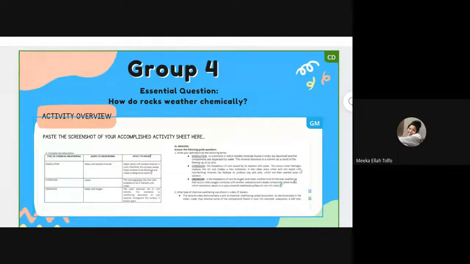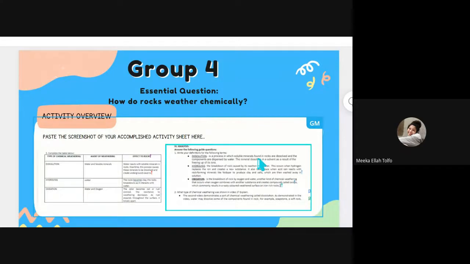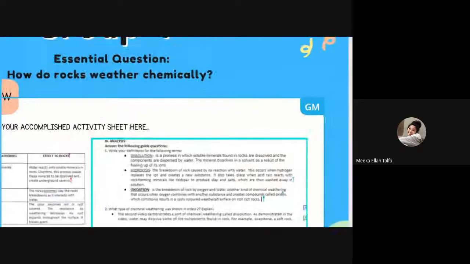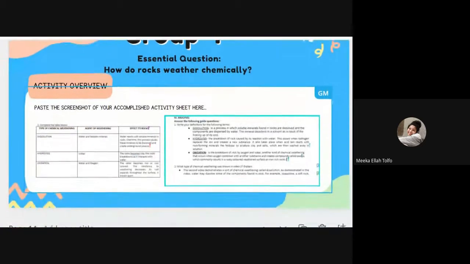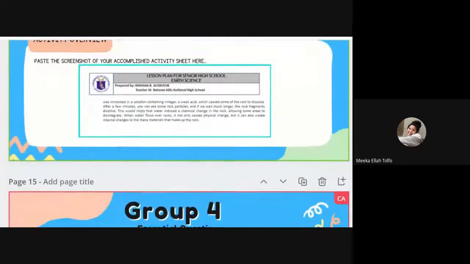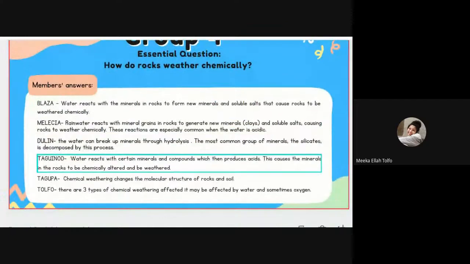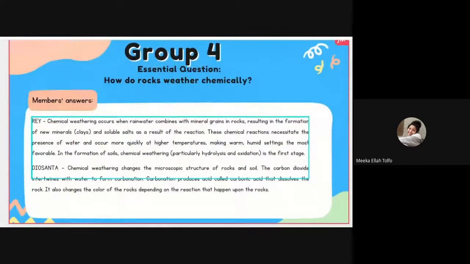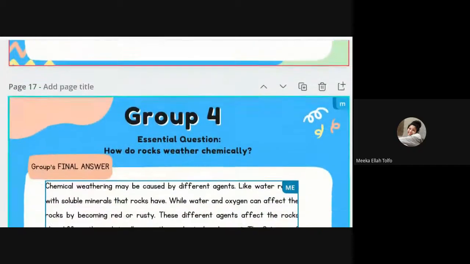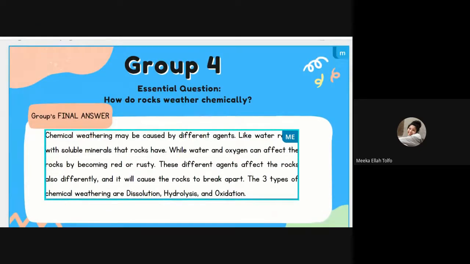So our group is assigned in types of chemical weathering. So there are 3 types of chemical weathering. There is dissolution, hydrolysis, and oxidation. In dissolution, water reacts with soluble minerals in rocks, and over time this process causes these minerals to be dissolved and create underground caverns. And the second type is hydrolysis. When the rock is exposed to water, the rock becomes clay. The rocks break down as they interact with the water.